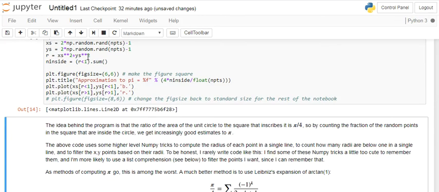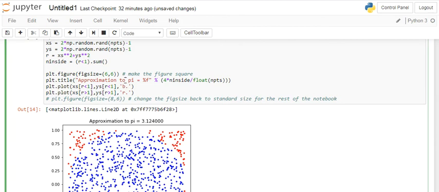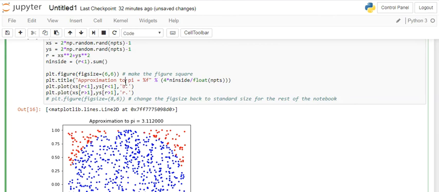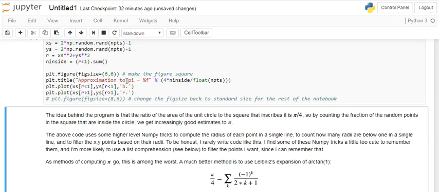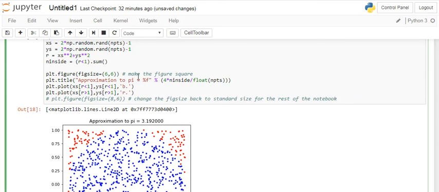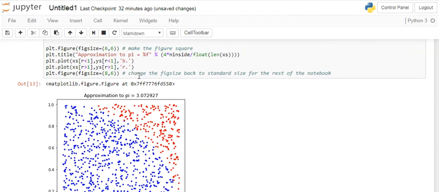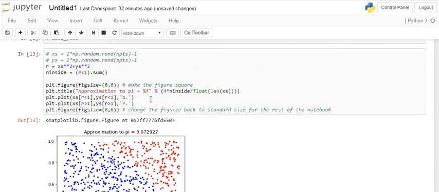So I get 3.12, 3.13, 3.11, 3.16. I'm just trying it a few times. 3.19, 3.15. So I guess what I'm trying to argue here is that your number after 1,000 points isn't really that far off. It's actually a totally reasonable result.